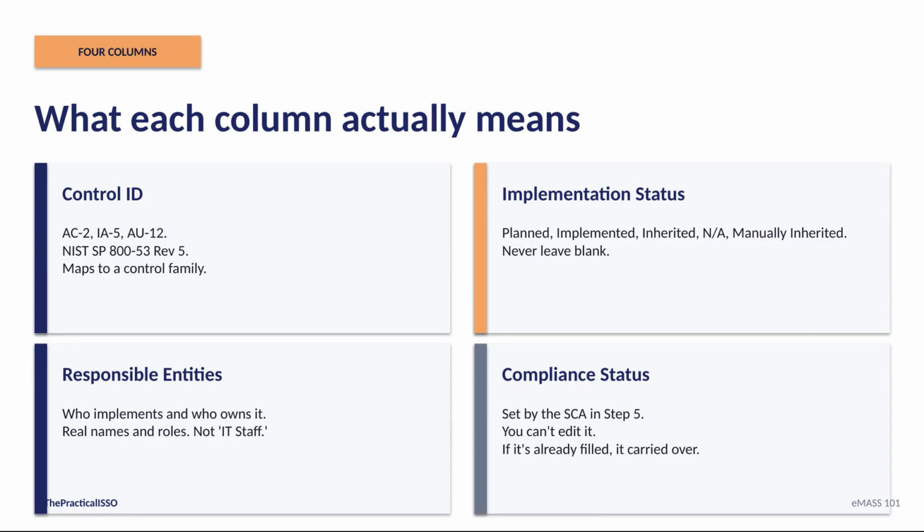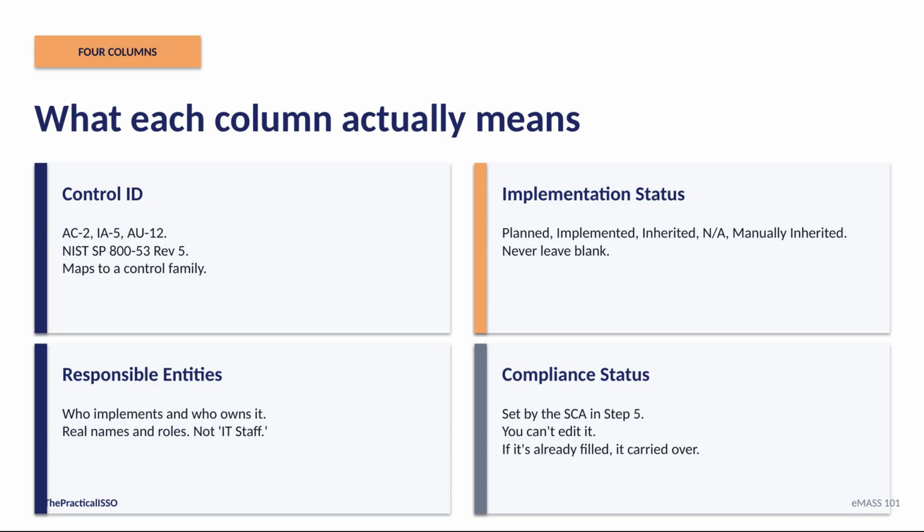Implementation status. This is the most important field. Values are planned, implemented, inherited, not applicable, and manually inherited. Never leave a control blank. Blank fields don't appear in your package. Responsible entities: who implements, and who is the point of contact. The ISSO owns this field. Fill it in with specific names and roles, not just "IT staff."